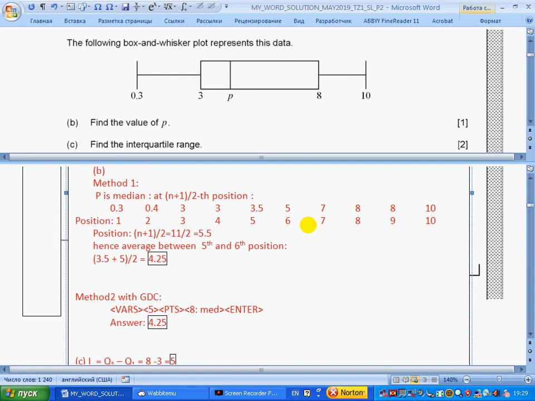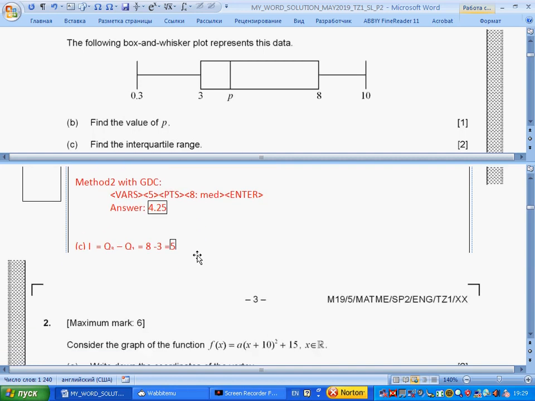First, try to find it with method 1, without the calculator. The median is at position (n plus 1) over 2, where n is the number of entries. So we have 10 entries. 10 plus 1 is 11, divided by 2 is 5.5. So we put our values in increasing order. Between the 5th and 6th positions there is no element, so we find the average of the 5th and 6th values. We add these two values, divide by 2, and we get 4.25. This is the median, so this is p.